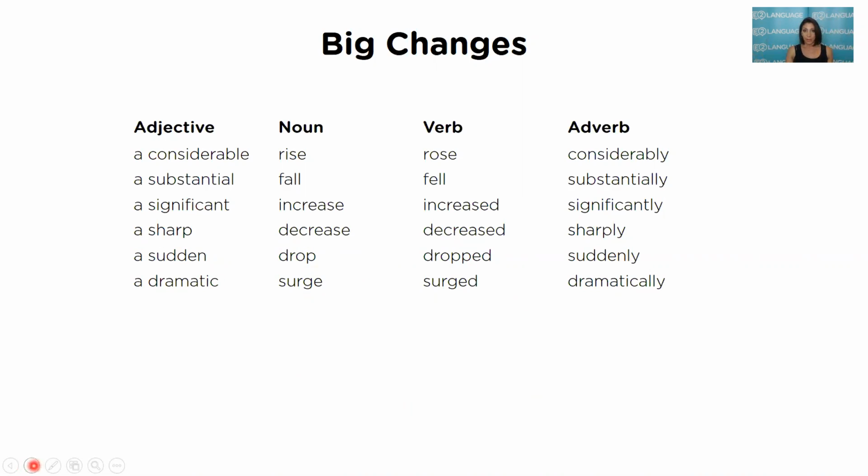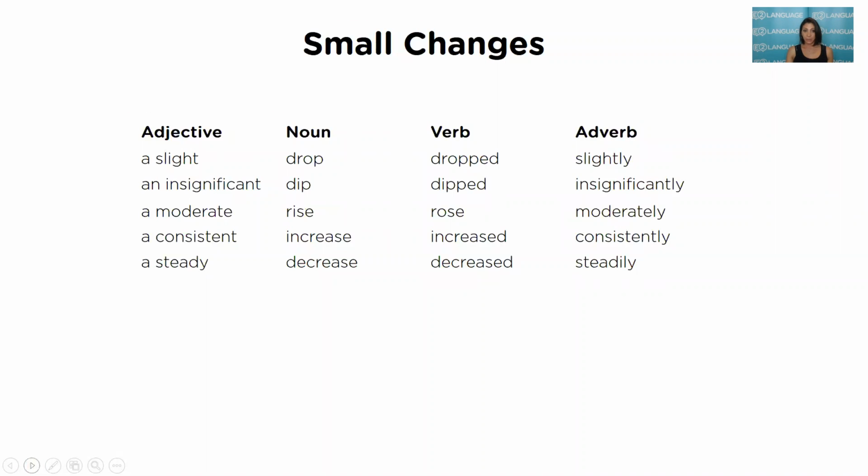If we want to talk about small or minor changes, we can say there was a slight drop in temperature, or temperatures dropped slightly. There was an insignificant dip, or temperatures dipped insignificantly, meaning very minor. A moderate rise, rose moderately. A consistent increase, increased consistently. A steady decrease, or decreased steadily. So it doesn't matter if you use adjective, noun, or verb, adverb, as long as you use them correctly.